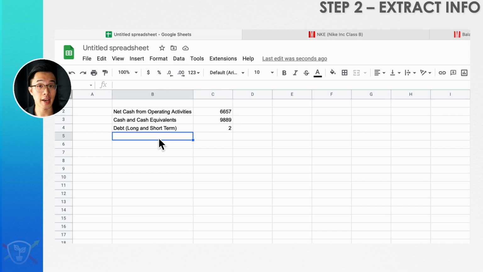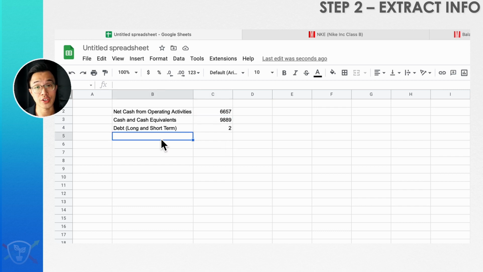Now why is this debt information important? It's because previously we have seen that Nike has close to $10 billion in cash. The fact that Nike has $10 billion in cash would mean something if it has no debt, which seems to be the situation right here. But the fact that it has $10 billion in cash would mean something else if it also has $10 billion in debt. So this information is important when trying to assess the value of the company.